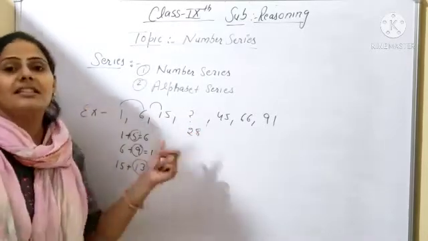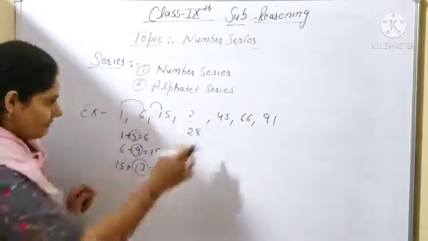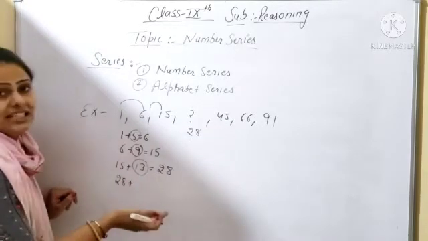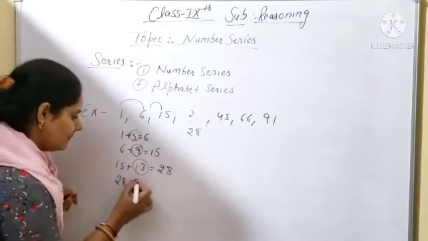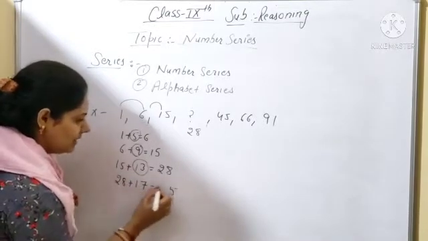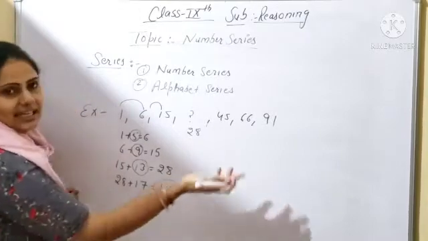Now we will check whether this is correct or wrong. After 28, what is the next number? 45. So to 28 you will add 13 plus 4, which means 17. 8 plus 7 is 15, carry 1, 2 plus 1 is 3, and 1 more makes 4, so 45. It means correct.